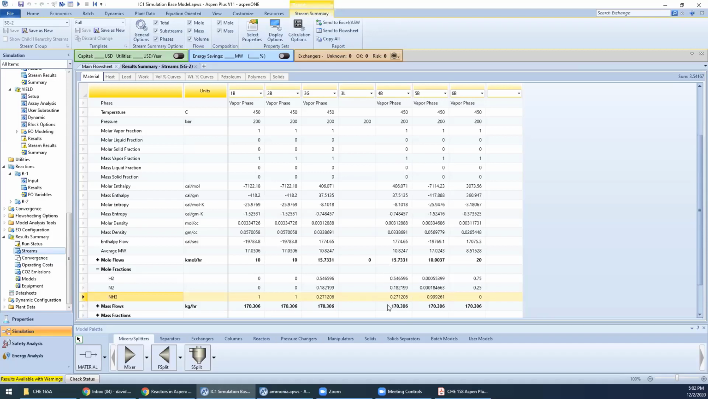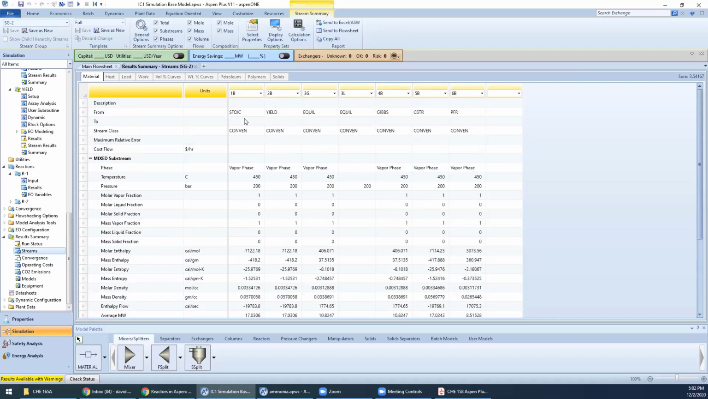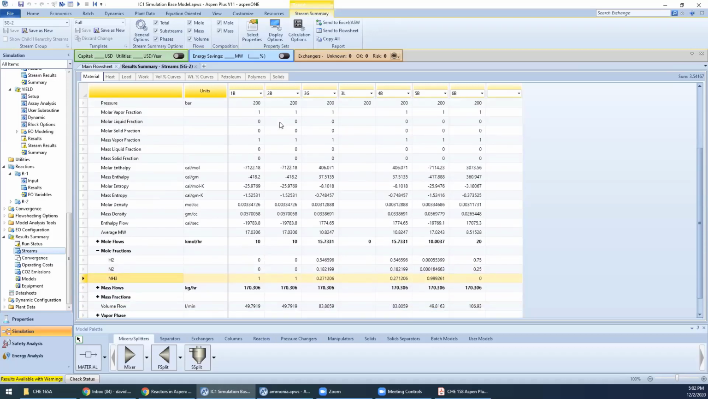So surprisingly, the Gibbs and the equilibrium are the closest to what you would expect. But again, that's very temperature dependent, as well as pressure dependent because of the partial pressures of the system. So in this case, the stoichiometric reactor and the yield reactor are not good to use. And again, you would know that by doing just a little bit of literature review to see what you can expect, to know if you're headed on the right track.